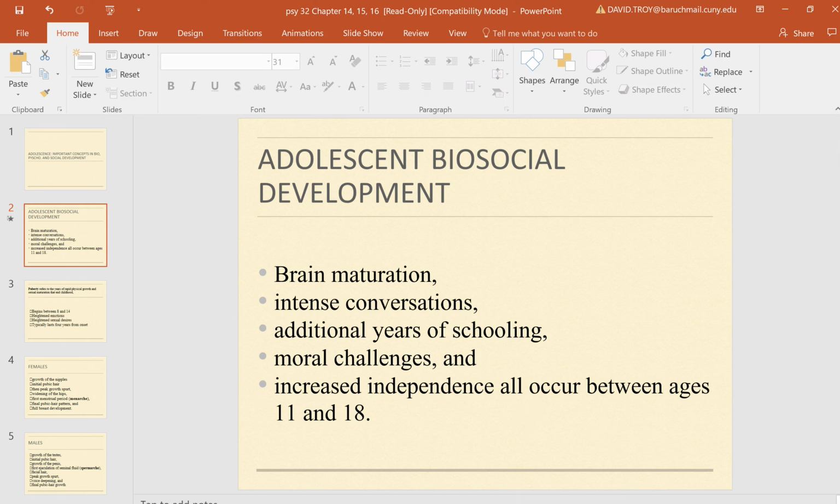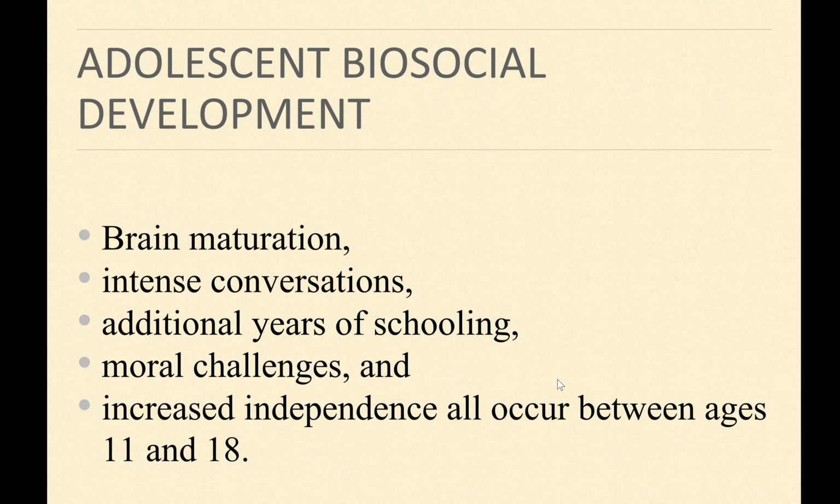What marks adolescence or adolescent development are going to be physical and cognitive changes, but typically adolescence is marked by physical changes. Okay, and typically that's puberty, right? So key hallmarks of adolescence are going to be brain maturation, intense conversations, which is part of the cognitive developmental process. They continue in school, there are moral challenges, and there's typically more independence.